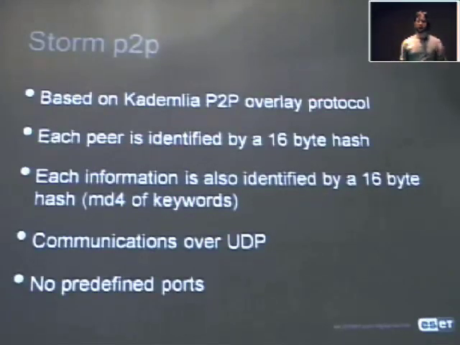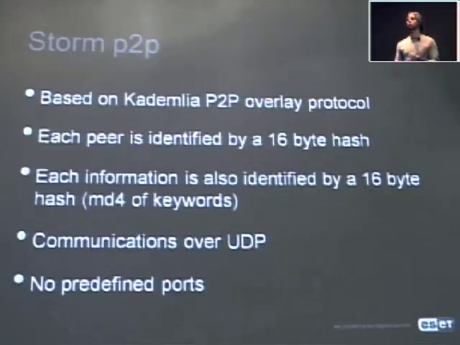But the Storm peer-to-peer network is based on Kademlia, which is also known or used with Overnet or eDonkey. In this network, each peer is identified by a 16-byte hash, and also each information you might search for is identified by a 16-byte hash. These networks were really made to share files. So for example, if you search for a Britney Spears video clip, they will make an MD4 of the keywords you're searching for, and then they're going to search for it.